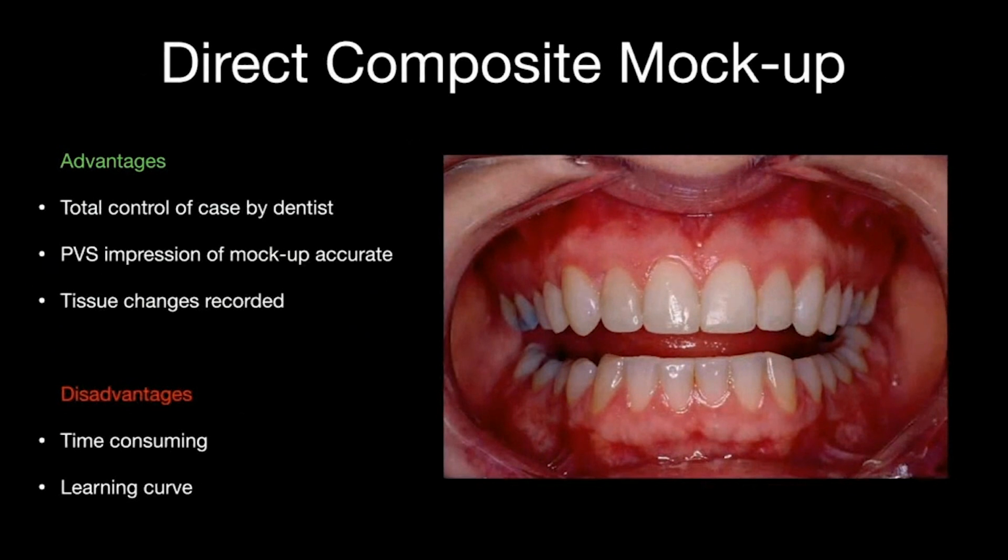The advantage of a direct mock-up is total control by the dentist, and the accurate PVS for provisionals is accurate, and all tissue changes that you make are recorded. But as I mentioned before, it's time consuming, and there's a bit of a learning curve to be able to shape 6 teeth in composite like that very quickly.